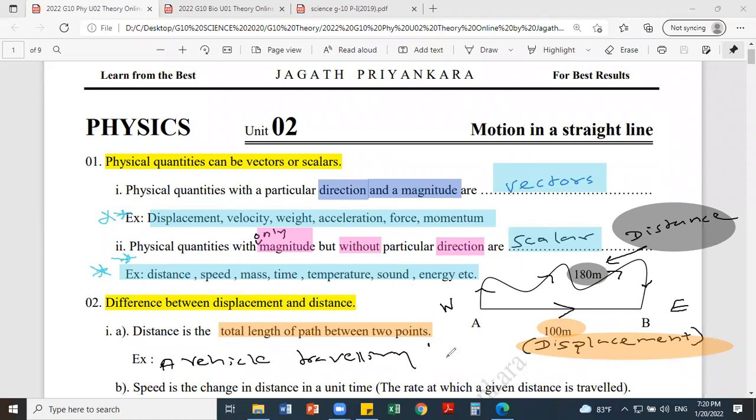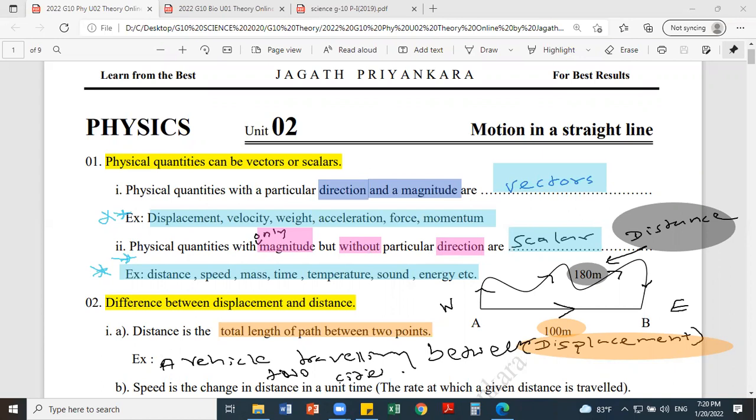A vehicle traveling between two cities, between 2 points. They are familiar, for example, a vehicle traveling from Colombo to Kandy. Simple. A student traveling from the school to the house: if the house is next to the school, you can make it displacement, right? But for most students the house is far away from the school, no? Then it's distance. You can write this example for the next one.